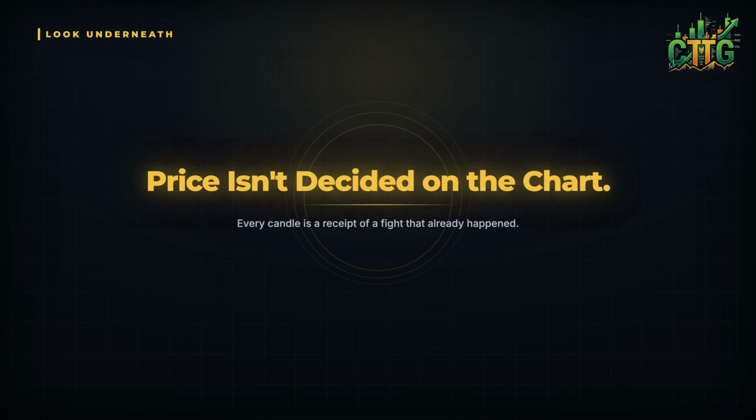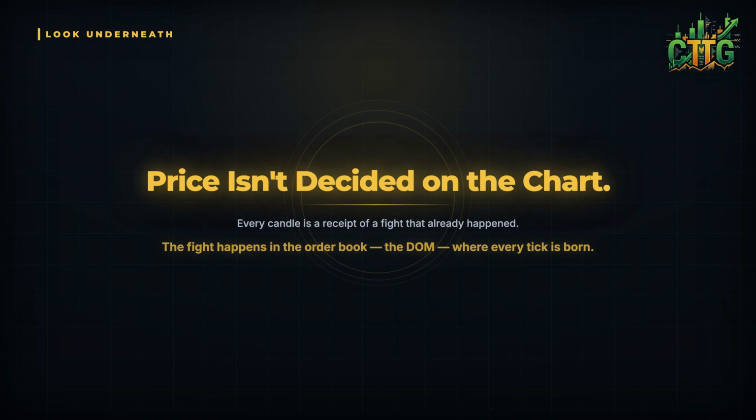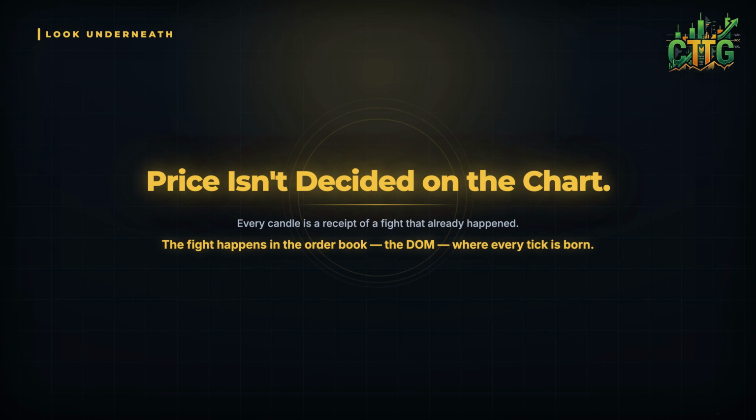In the next 10 minutes, you'll learn what the ladder shows, the two orders that make up every trade, how price actually moves, and why understanding this kills half the fear in your trading.